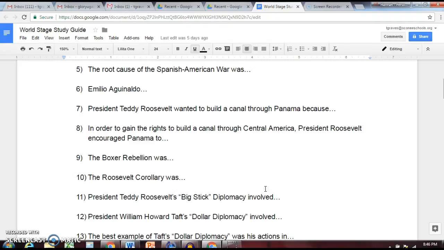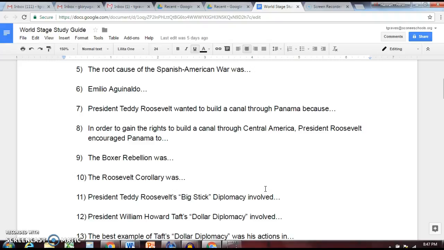Number 10, the word corollary means in addition to. So the Roosevelt corollary was an addition to the Monroe Doctrine. If you remember, the Monroe Doctrine said that the United States was not going to allow any European countries to come mess with the West, and that means interfere in affairs in the Western Hemisphere. They saw that as a threat to U.S. sovereignty. But with Monroe, they didn't exactly specify what the U.S. was going to do to stop European countries from messing with the West.